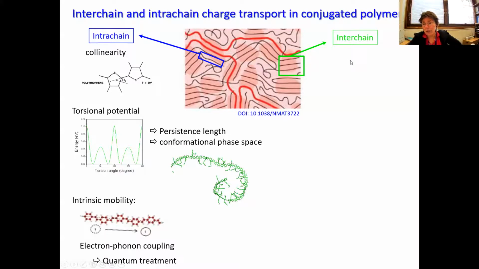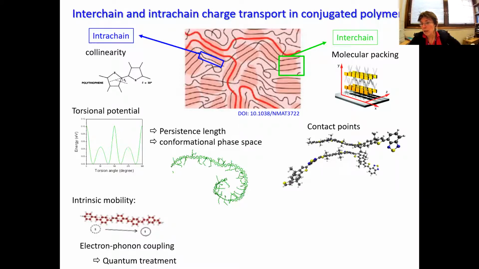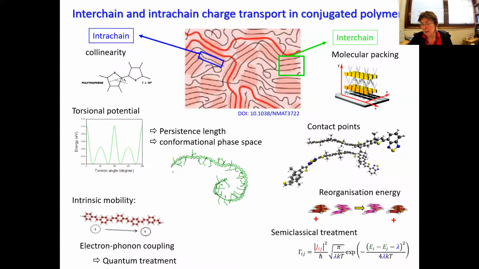In the case of interchain transport, we care about how the chains pack in the solid, whether that's in a crystalline or amorphous manner, and particularly about the interactions between chains when they come close together, close enough for charge transport to occur at a reasonable rate. That usually happens at a slow enough rate that it's fair to use a semi-classical treatment such as Marcus theory, and then you would care about the electronic coupling and the reorganization energy, which would give you an estimate for the rate of charge transport. So there are quite a lot of different things we need to think about, and it's relevant to ask whether intra-chain or interchain phenomena are limiting charge transport.